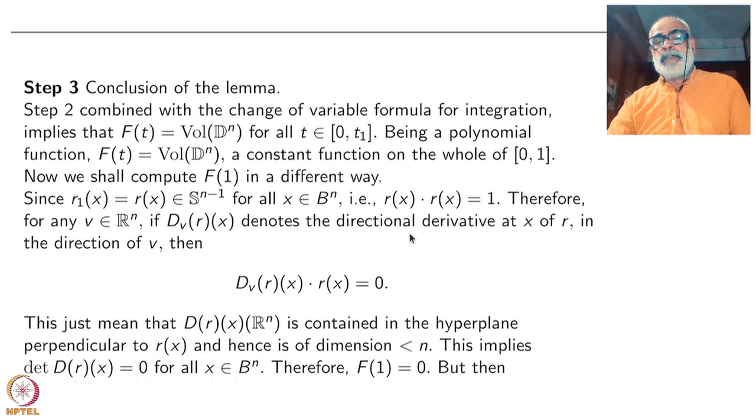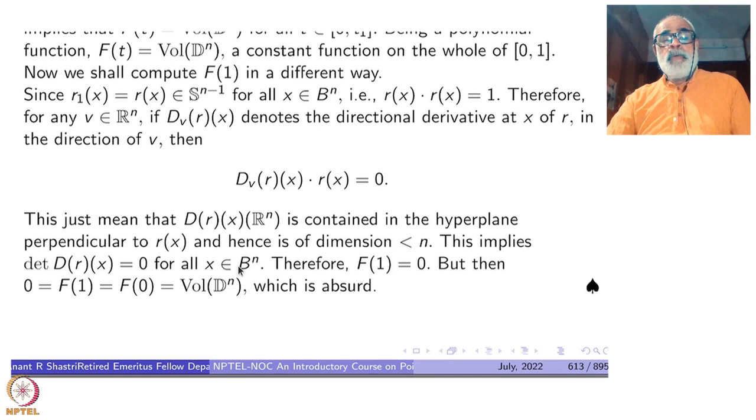The derivative of this one in the direction of v is nothing but D_v of r dot r(x) plus r dot D_v of r(x). That is the Leibniz rule. Okay, and that is 0. So, twice that means this itself is 0. Okay, what does this mean? The entire image under this linear map, see, v is a vector, Dr of x operating upon v is the directional derivative. So, directional derivatives are all perpendicular to r(x). Therefore, this entire linear space is perpendicular to r(x). It is contained in the hyperplane perpendicular to r(x). But that is of dimension less than n.